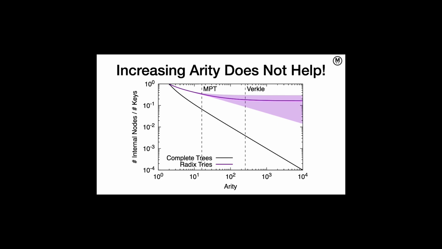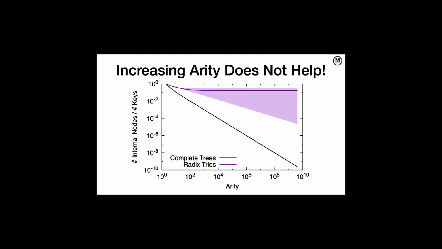On the x-axis, we are increasing the arity, and on the y-axis, we are recording this overhead metric, right? Realize that this purple curve, which corresponds to radix tries or those MPT/Merkle style tries, if you just keep increasing the arity, the overhead plateaus. The overhead does not keep decreasing. And this is a zoomed out version of the previous chart, so it's easier to see that the benefit actually stops at an early stage as you increase the arity. So in other words, simply increasing the arity does not work.